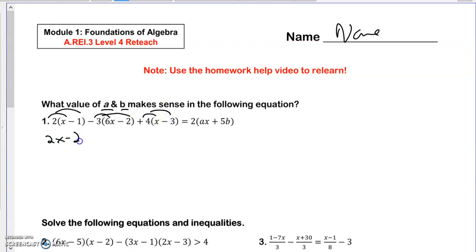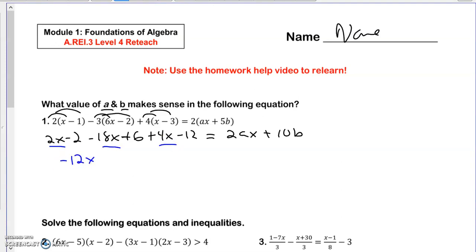So I get 2x minus 2 minus 18x plus 6, two negatives make a positive, plus 4x minus 12 equals 2ax plus 10b. So I'm trying to figure out what a and b are, but I need to simplify the left-hand side first. With that in mind, I know I can combine all the x's, and I get a negative 12x, and then I know I can combine all the whole numbers, and I get a minus 8. And then it's going to be equals 2ax plus 10b.